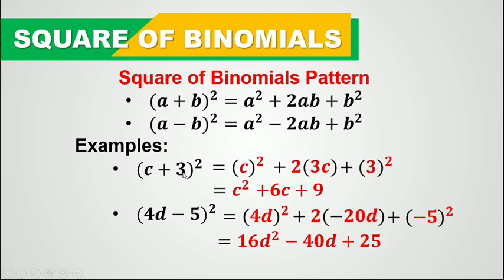So c times 3, 3c times 2, 6c. And then you square the last term, so that's gonna be 9. This one, 4d minus 5, quantity 4d minus 5 squared. So you square the first term, 4d, quantity 4d squared. So that's gonna be 16d squared.